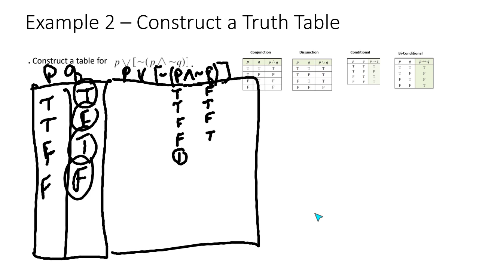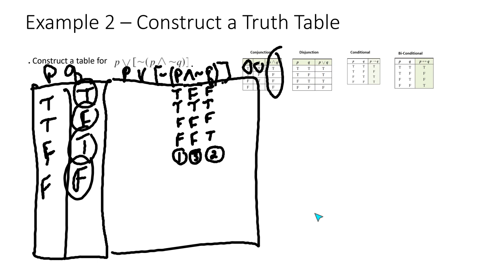Then you want to use 1 and 2 to do that middle column, which we'll call 3. That's going to be your conjunction, the and. It's going to be true whenever both are true. So for the first one, we have true and false, so that's going to be false. Then we have true and true, that would be true. Then we have false and false, so that's going to be false. And false and true would be false. And then that takes care of the parentheses.